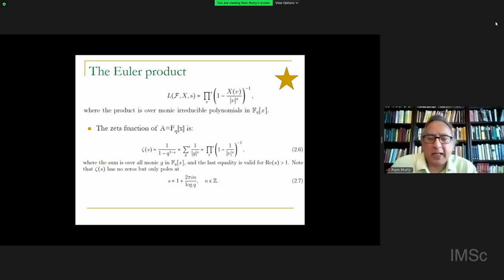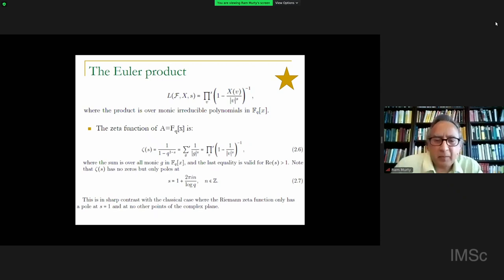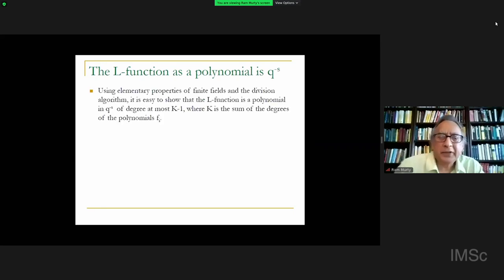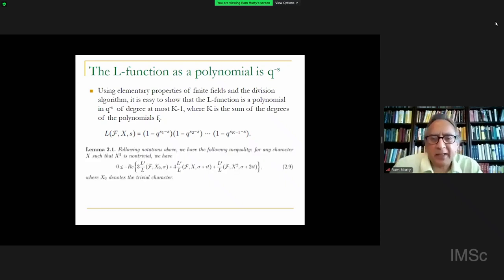But now in this context, it has poles at s equals 1 plus 2 pi i n over log q. This is somewhat different, in sharp contrast to the classical case, because the Riemann zeta function only has a pole at s equals 1 and no other points in the complex plane. Now, the L-function turns out to be a polynomial in q to the minus s. The reason for that is really the Euclidean algorithm, the division algorithm. And so you can write down the L-function in this fashion, where these q to the s_i are the roots.